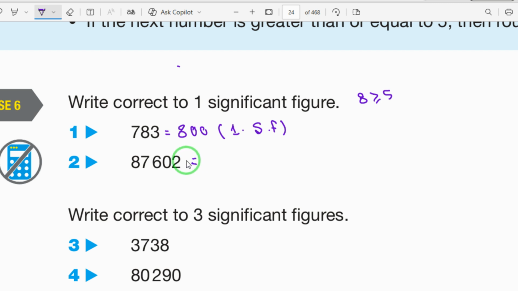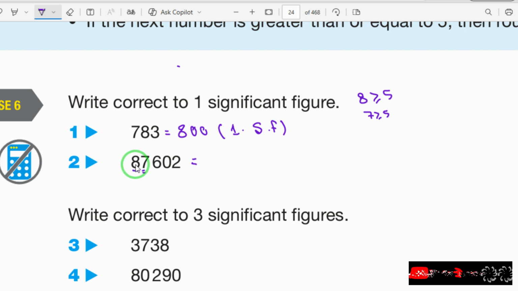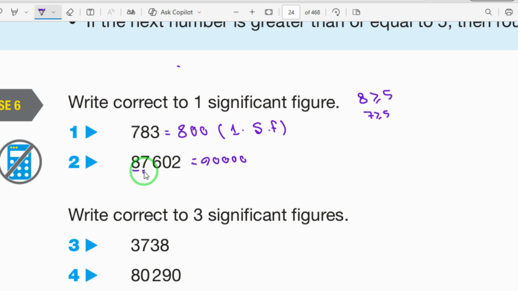Question number 2 as well. We count from left to right. Here we have 8. The second significant figure is 7. 7 is also larger than 5, so we round up. 8 becomes 9. The rest of the numbers become 0, 0, 0, and also we have 4, 0. It means 87,602 is closer to 90,000, corrected to one significant figure.